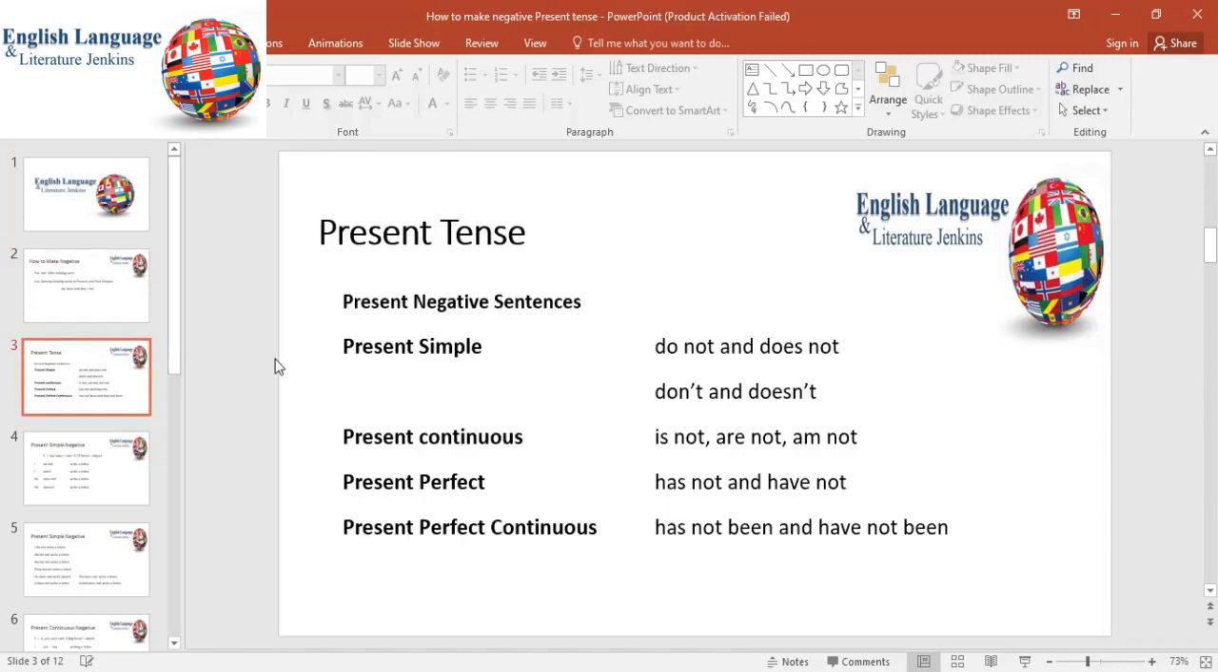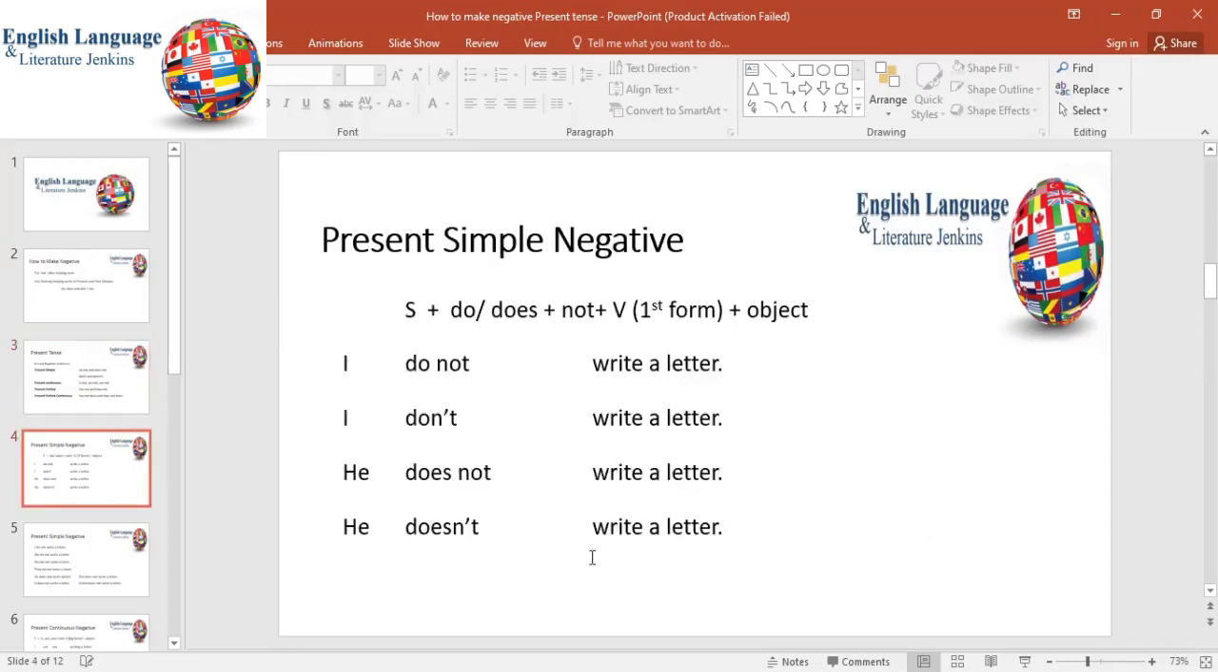In present simple, we use do not and does not. In short, don't and doesn't. Present continuous, we use is not, are not, am not. Present perfect, we use has not and have not. Present perfect continuous, we use has not been, have not been. First of all, we will discuss present simple negative.